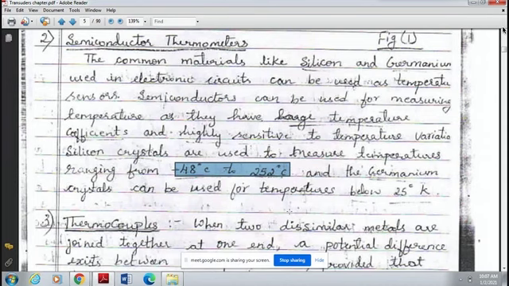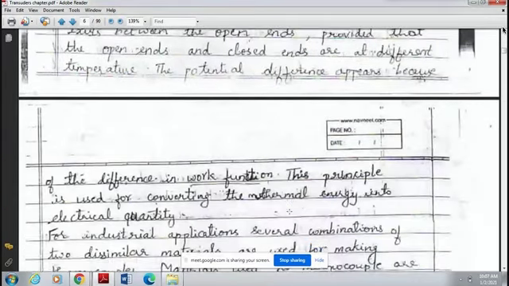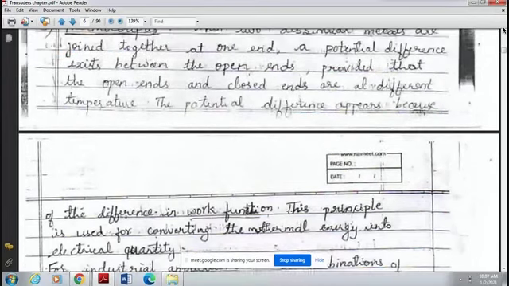Okay. Next, coming to thermocouples. This is a very important topic, thermocouples. In case of temperature transducers, this is one of the important things you should understand.